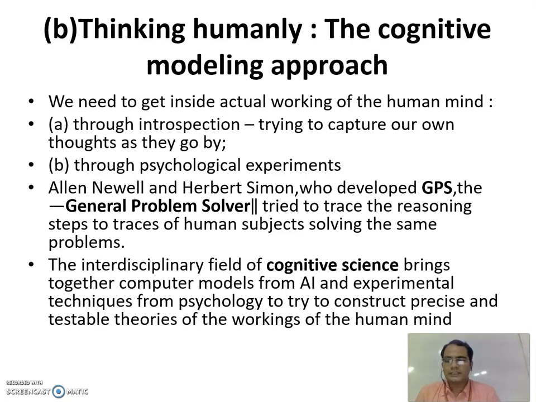Now, the interdisciplinary field of cognitive science brings together computer models from AI and experimental techniques from psychology. Cognitive science is a bit larger, where it has models from artificial intelligence as well as psychology-based experiments, which try to construct precise and testable theories of the workings of the human mind, based on which we can further develop the agents.